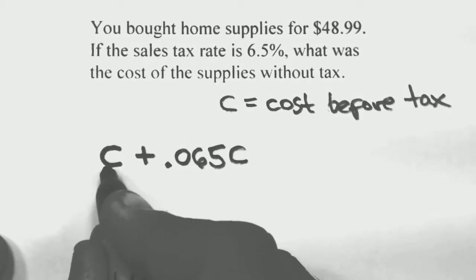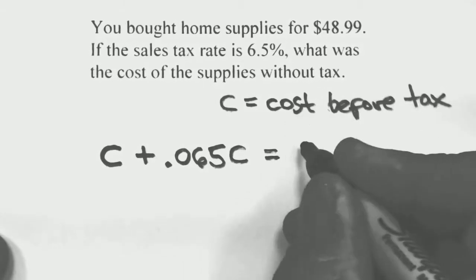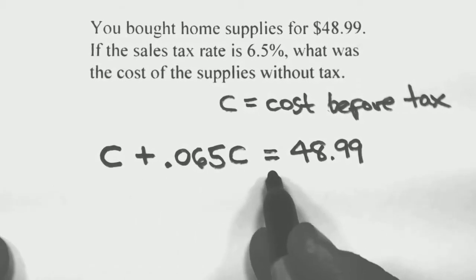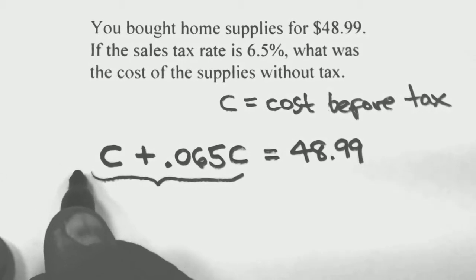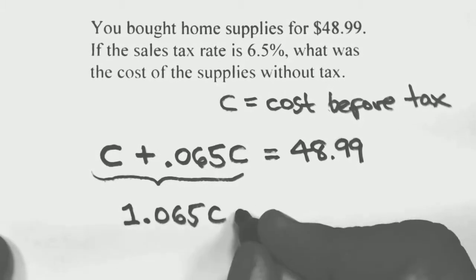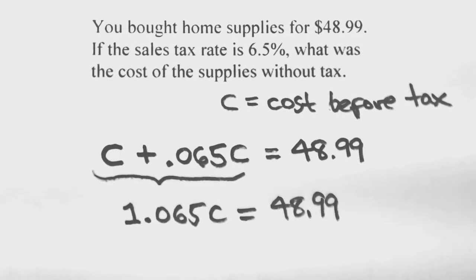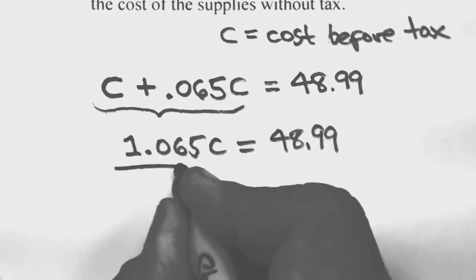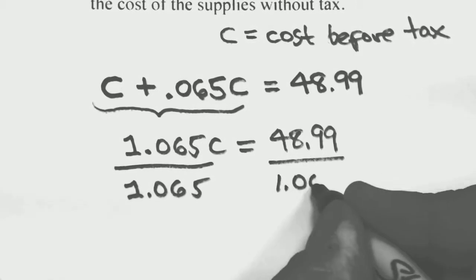So here's the cost of the supplies. Here's the sales tax. That equals the total you pay, which is $48.99. Okay, let's turn around and combine these together. They are like terms here. This is officially plus 1C. So what do I end up with? 1.065C when I combine these equals the 48.99. Now, of course, simply go through and divide both sides by 1.065 to be exact on it.